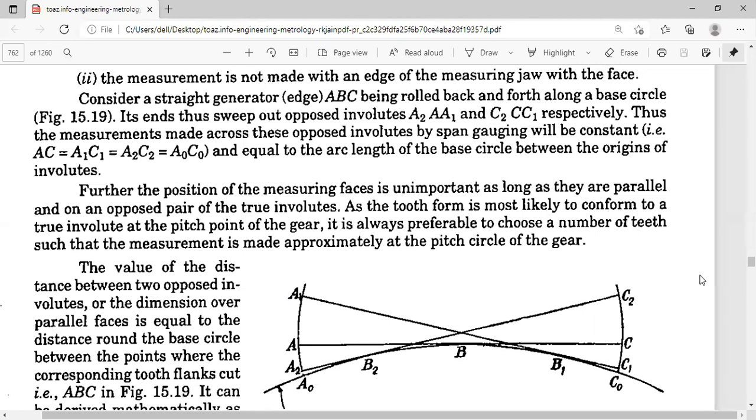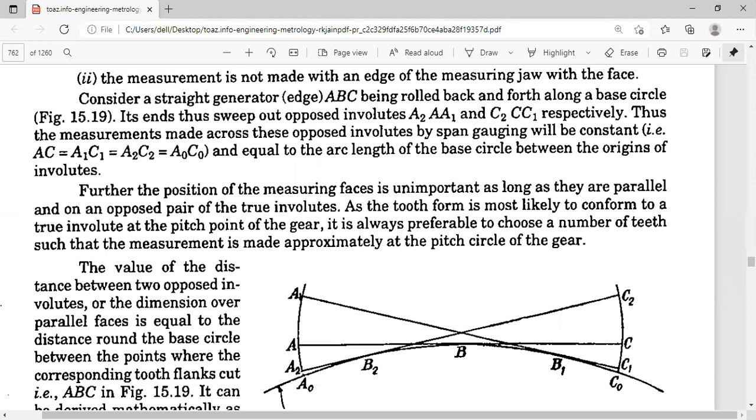So that's also, you can just have the particular value, because you can draw that and try to show it practically by the graphical method, and this will be equal to the arc length of the base circle between the origin of these two involutes, the involute at the left and the right, in the form of A2 AA1 and C2 CC1.